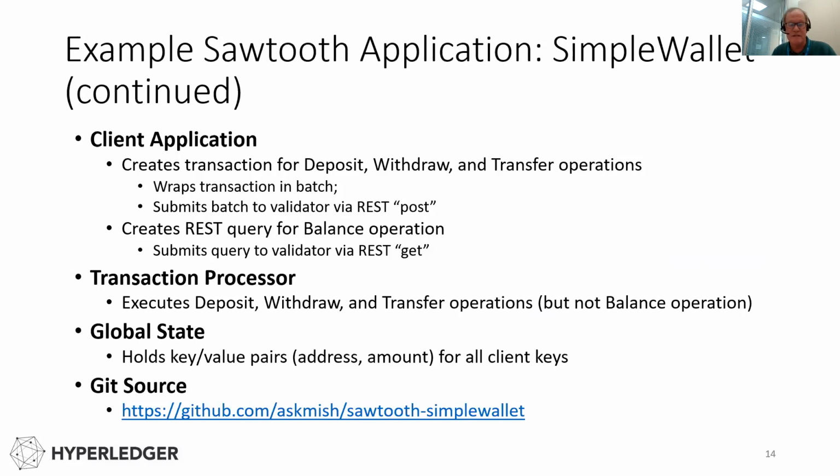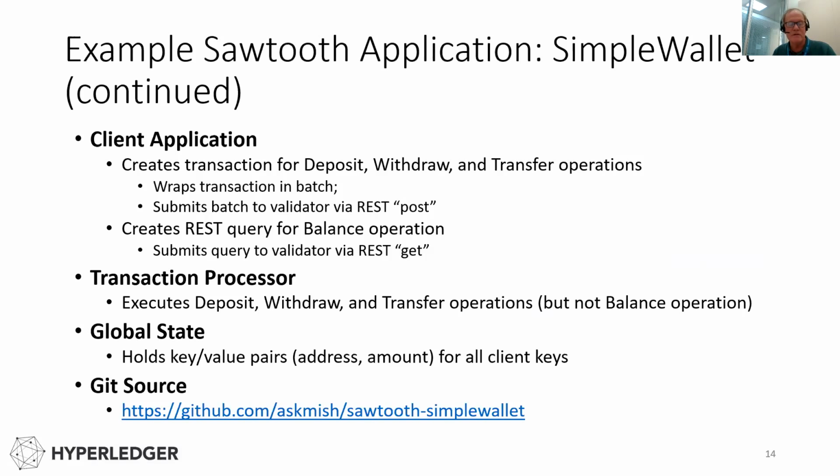The transaction processor executes the deposit, withdrawal, and transfer operations, but as I said, it doesn't need to do balance because that is just a state query from the client. The global state holds key value pairs: an address and some data object. In this case, for SimpleWallet, just the amount for all objects, and each wallet is addressed by the client key, hashed with SHA-512, which I'll show you later.